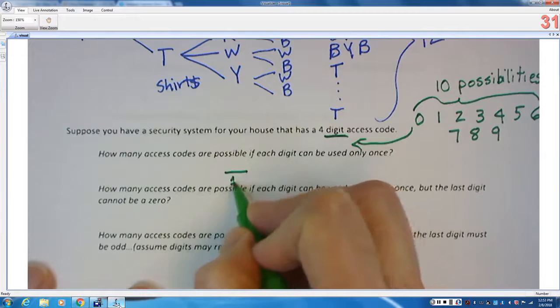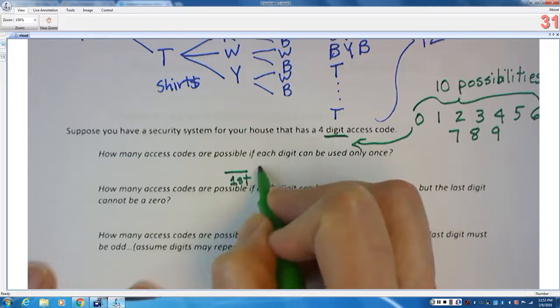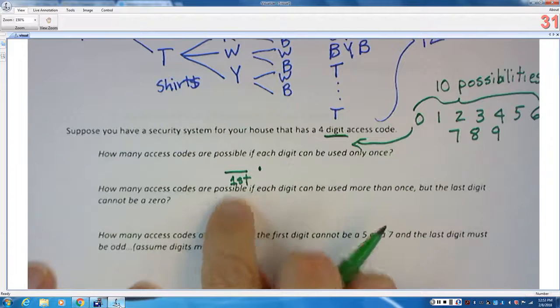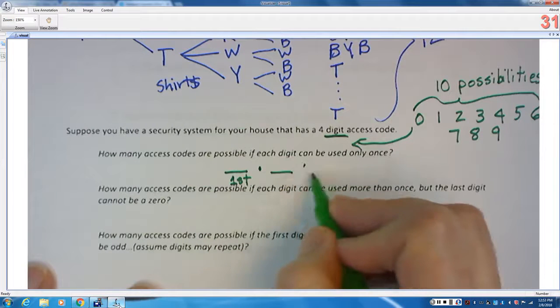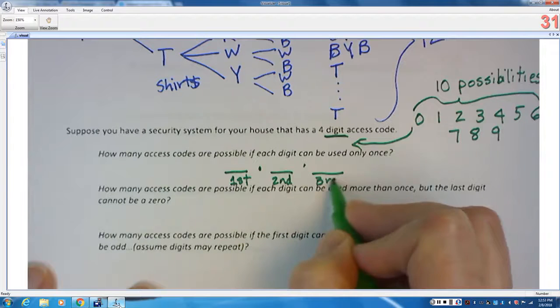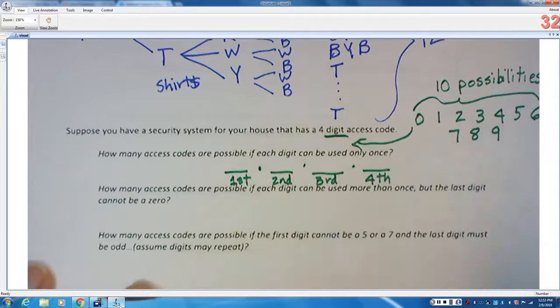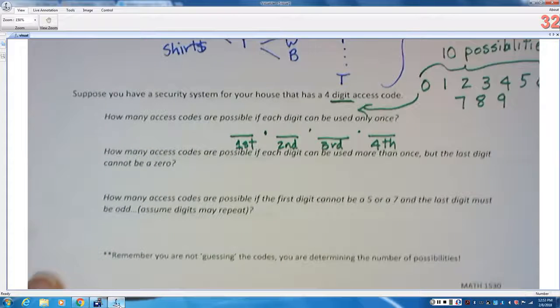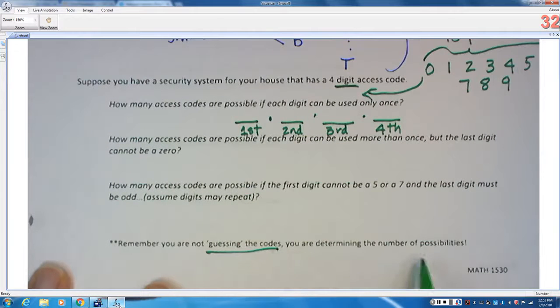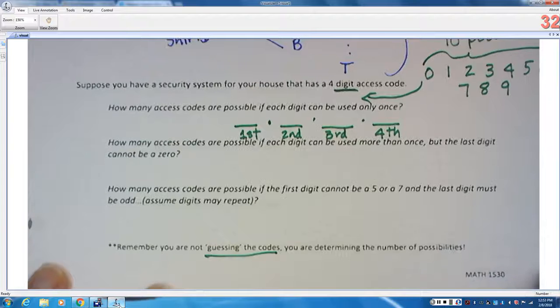Let's make this represent the first digit. And it's not a division sign. We're just making a line to put our second digit, our third digit possibilities, and our fourth. So remember, you're not guessing the codes, you're determining the number of possibilities. At the bottom it says that. So we can only use each digit once.